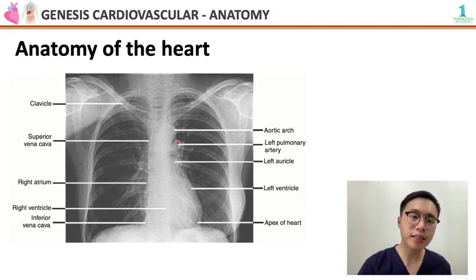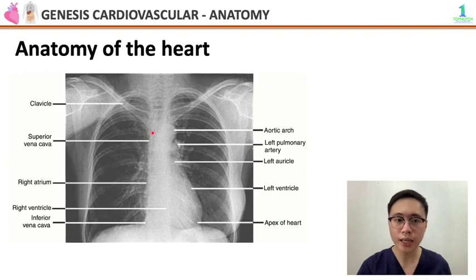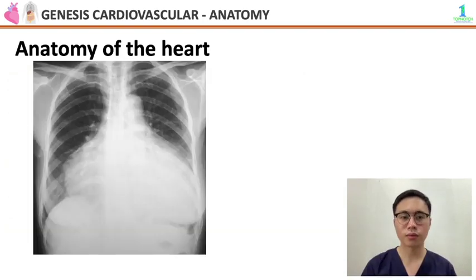On the right-hand side naman, ano naman yung mga ma-appreciate natin? SVC. You have the right atrium and then the inferior vena cava. Okay? So, for example, lumaki yung cardiac silhouette on this side. So, you know for a fact na yung enlargement, baka right-sided siya, baka right atrial enlargement siya. Okay? So, yun yung mga basic things that you're going to look for in a chest x-ray.